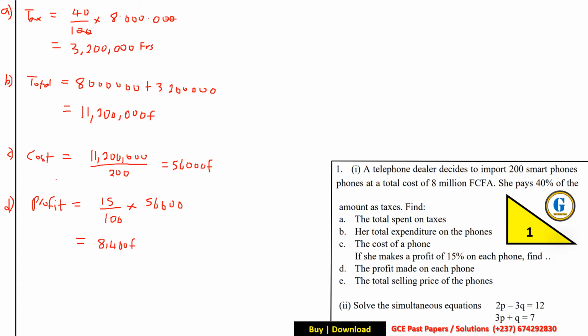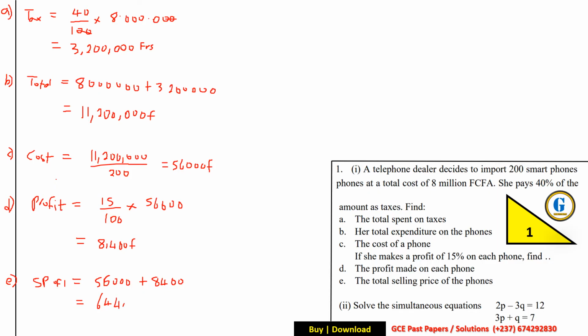Now E, the selling price of the phones. How do we get the selling price? The selling price of one phone will be equal to the cost price plus profit. So 56,000 plus 8,400. 56 plus 8, that is 56,000 plus 8,400. So this will be equal to 64,400, right?